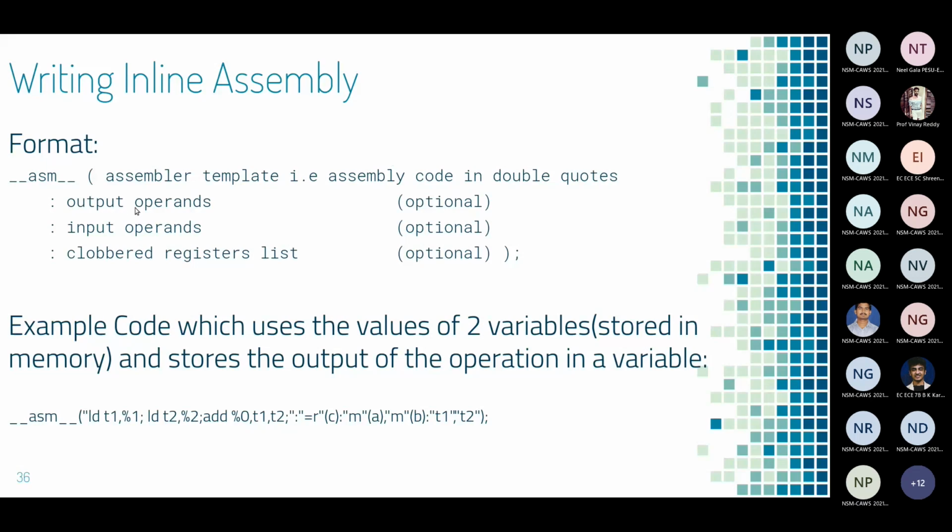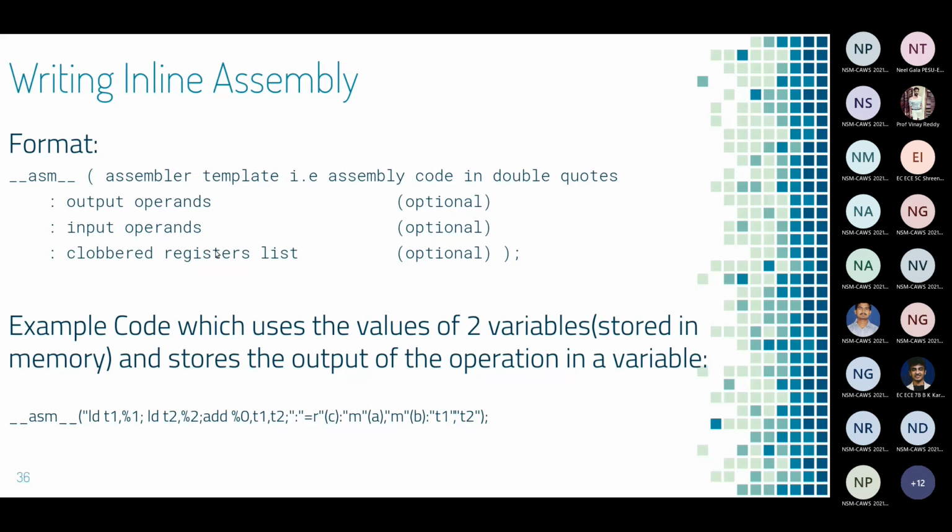Then you have a bunch of output operands which you specify, so that you can take the values of the variables from C and then use them in your particular assembly code, right? Similarly, input operands. So output operands are basically the ones which will store the output values, and input operands specify the input values which need to be taken from the C variables.